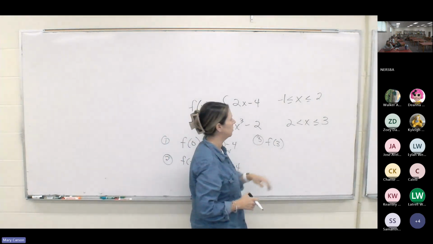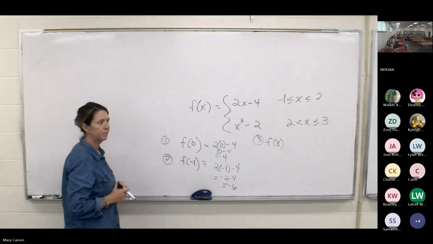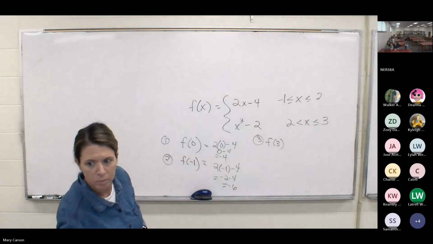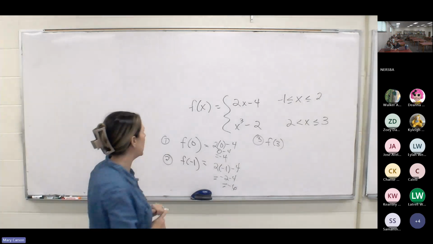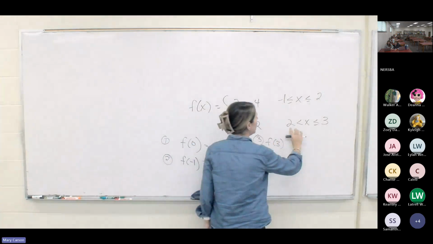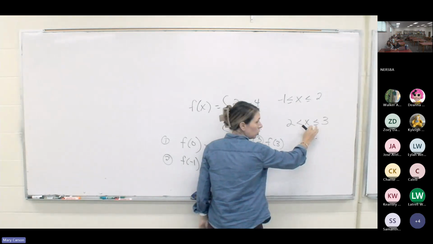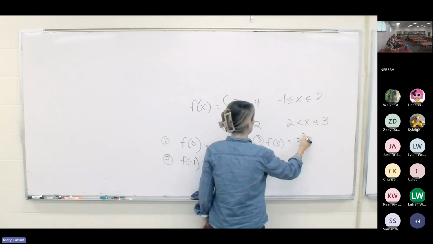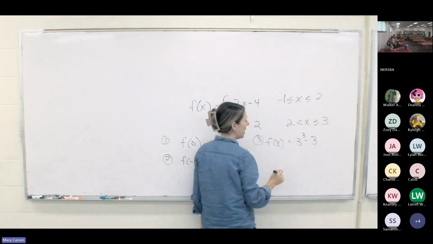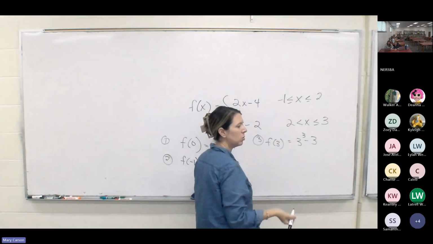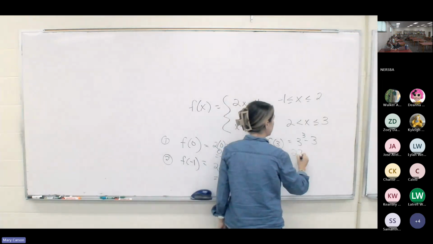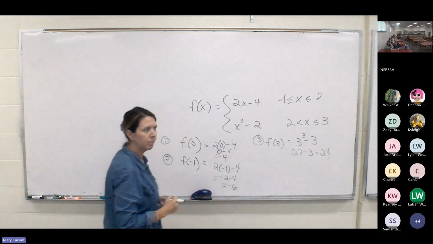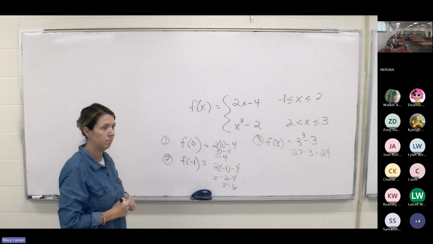F of 3. Second equation, bottom one, last one, good. Because we're looking at numbers between 2 and 3, you can include the 3 here. So you would do 3 cubed minus 3. 3 times 3 is 9. 9 times 3 is 27. 27 minus 3 is 24. Did I get 24? Am I good on this?